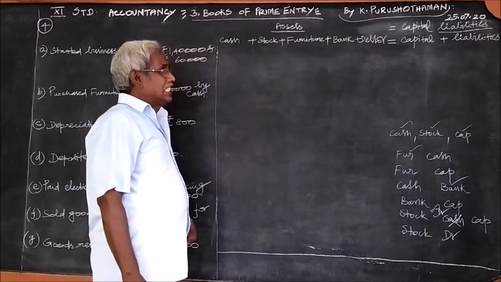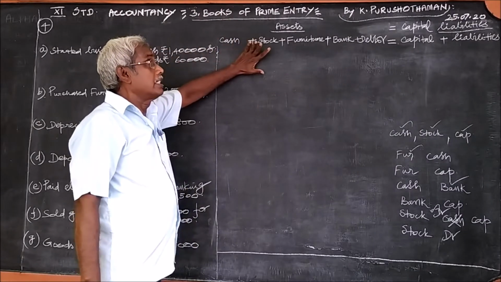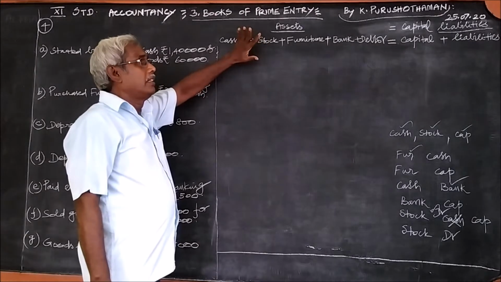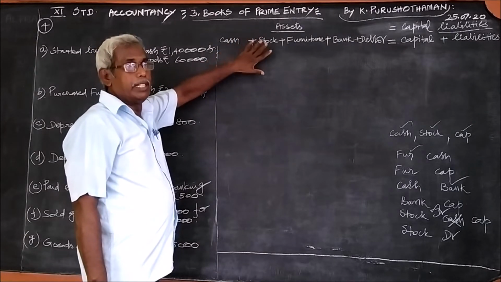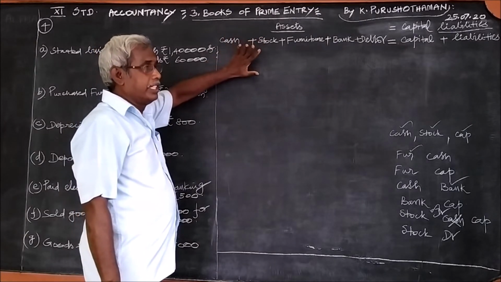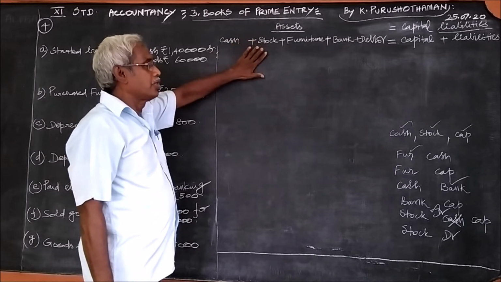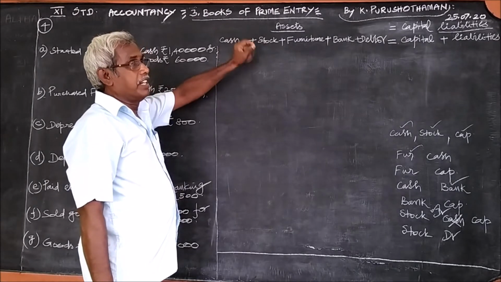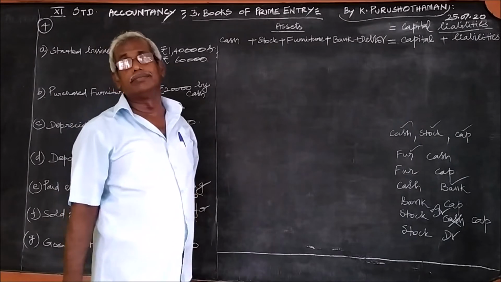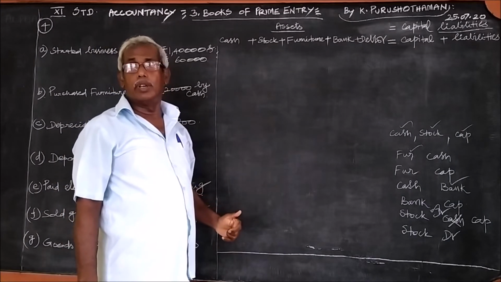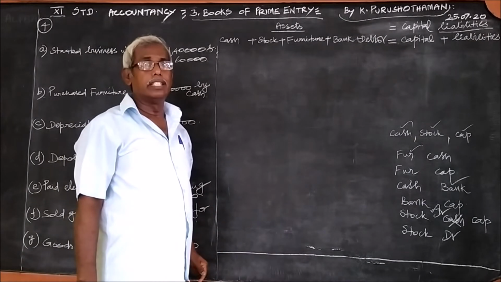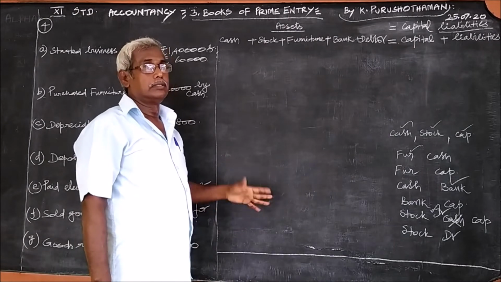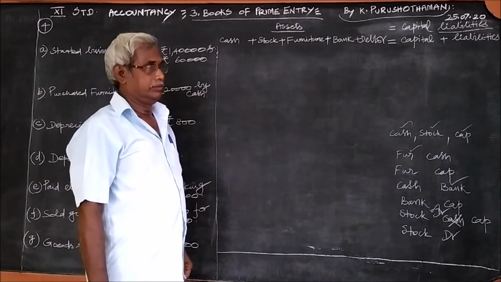And therefore, the selection of the different assets and the selection of the liabilities or capital, generally we can say, the selection of items in each and every transaction is very important. If you select them wrongly, then the problem will be wrong.